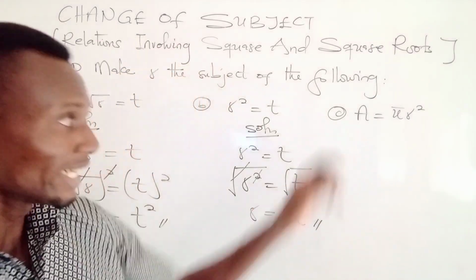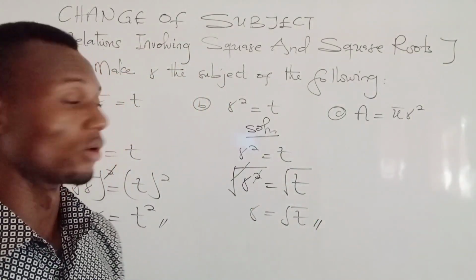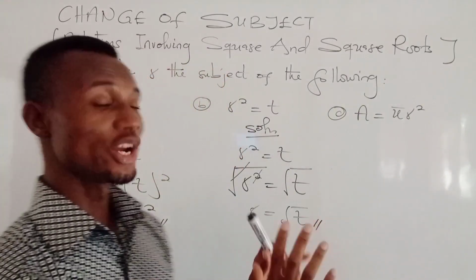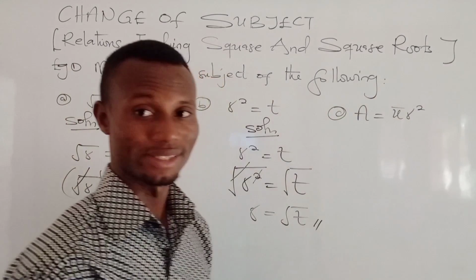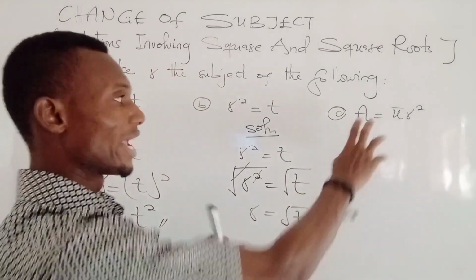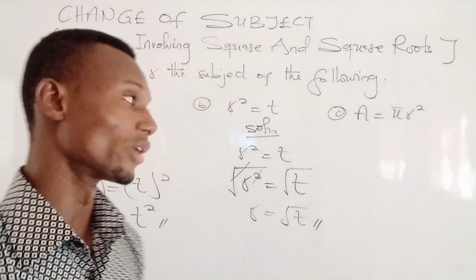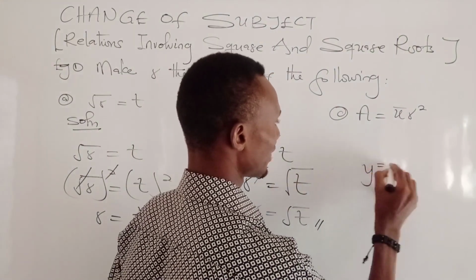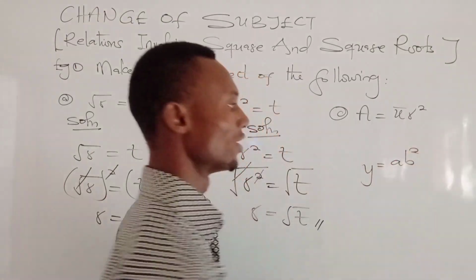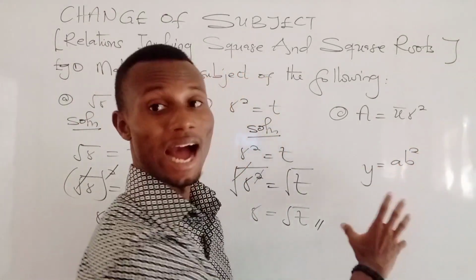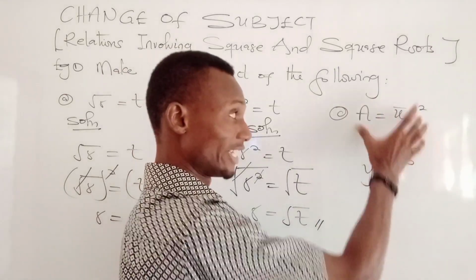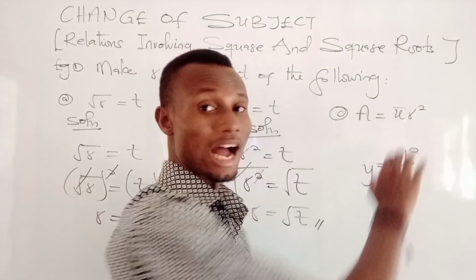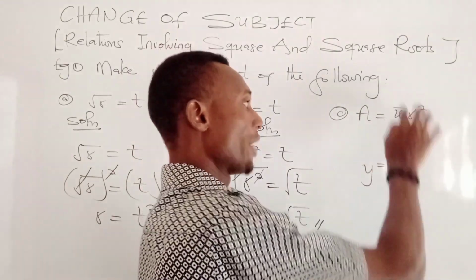Okay, so now let's handle the c as well. I have a equals pi r squared. Now I'm going to write an example which is similar to this and use it to explain it to you before we handle the one that I have on the board. Let's say I have y equals ab squared. I'm using this as an example to explain this to you, so that we can go ahead and solve that which we have on the board, which is a equals pi r squared.